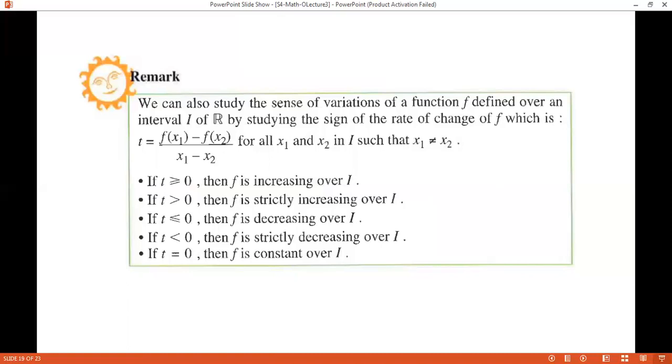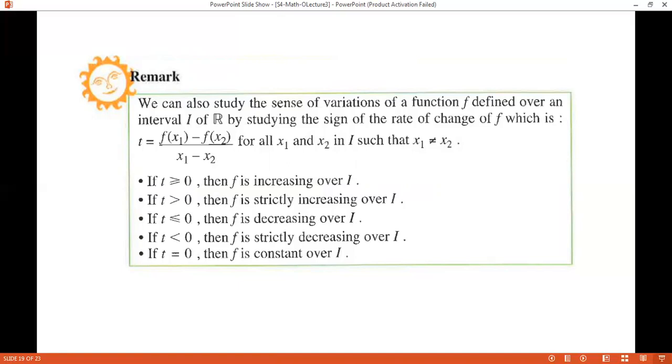We need to find a value t, which is f of x1 minus f of x2 over x1 minus x2. If this t is greater than or equal to 0, then f is increasing. If t is only greater than 0, it's strictly increasing. If t is less than or equal to 0, then it's decreasing. And if t is less than 0, sorry, it's strictly decreasing. If it's equal to 0, then f is constant.